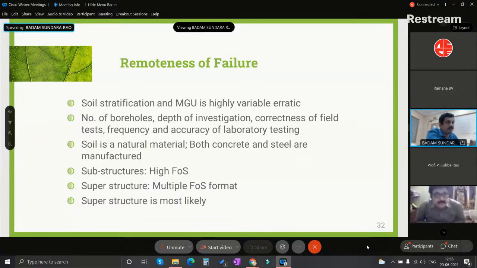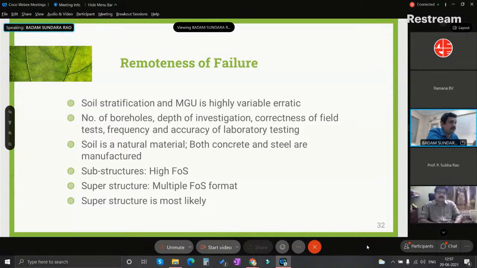Regarding safety, it is most likely that the superstructure will fail when compared to the substructure. Why? Because the factors of safety involved in the case of the substructure are higher, and we are adopting a multiple factor of safety format for the design of substructures and also for the design of superstructures. In the case of substructures, with higher factors of safety, the ultimate load states will not be reached. Suppose a footing is designed for 100 tons of load. From the structural point of view, once it crosses 20% beyond that, it leads to elastoplastic behavior, and the maximum load factor we consider is 1.5.